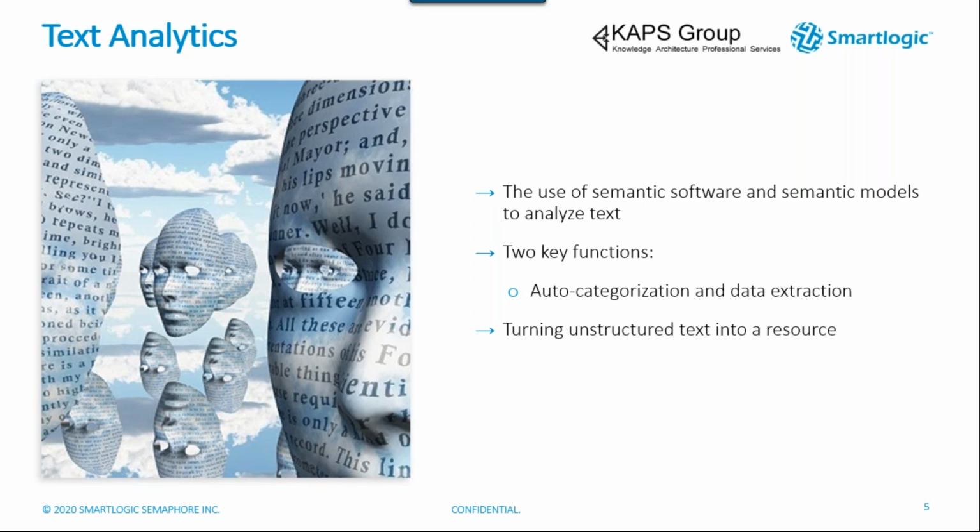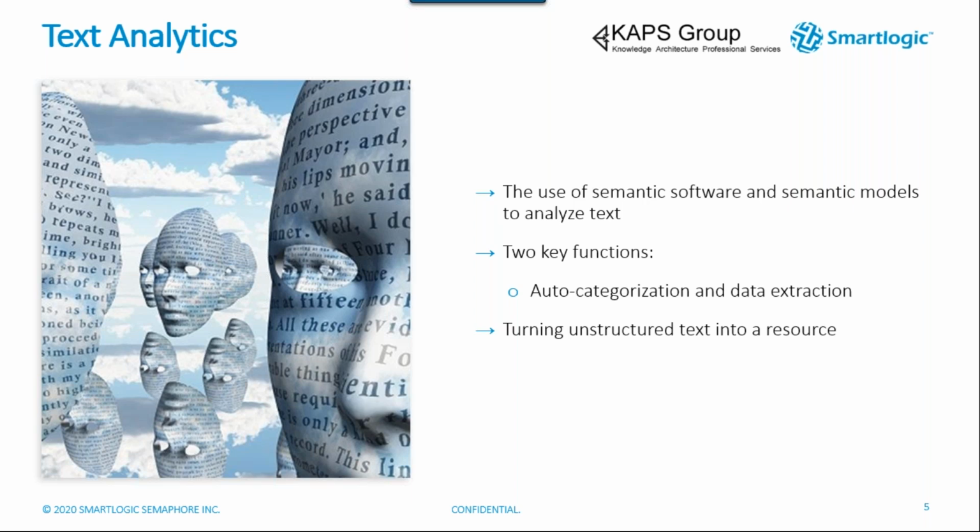The way I look at it, text mining is one technique within the field of text analytics. The broadest definition is simply that text analytics is the use of semantic software and semantic models to analyze text. There are lots of different kinds of software, lots of different kinds of models, and lots of different applications you can do. But there are really two key functions in text analytics. Number one, auto-categorization. The second one being data extraction. Again, there are different methods to do these, but these are the two key functions within text analytics.